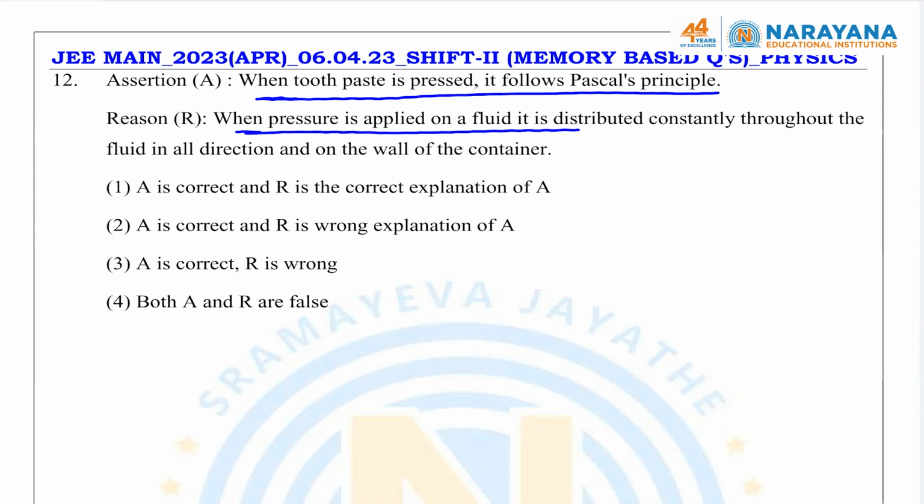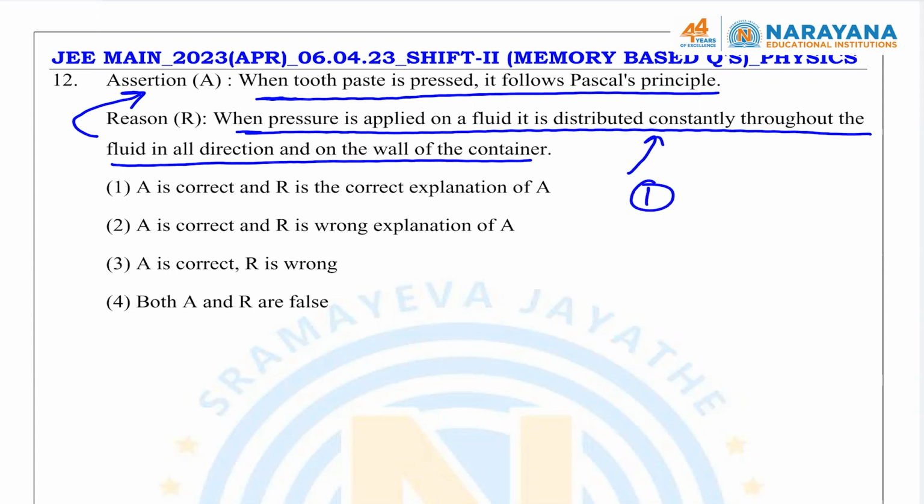And the reason is the same statement which I used to explain this. So reason clearly explains the assertion that when the pressure is applied on a fluid, it is distributed constantly through the fluid in all directions. So option 1 is the answer. Assertion is correct, reason is correct, and it is the explanation also.